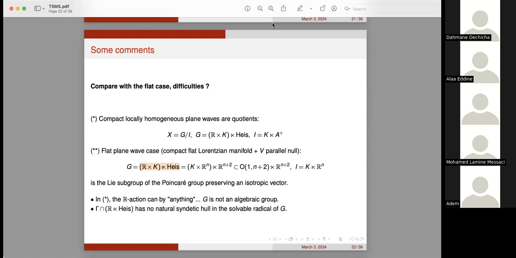But to compare with this flat case here, the semi-simple part in this group, K here, is just the orthogonal group of a Euclidean scalar product. It's O(N). Whereas when we consider the full group preserving the flat Lorentzian metric, we had O(1,N). So the semi-simple part here is easier than in the general flat Lorentzian case.